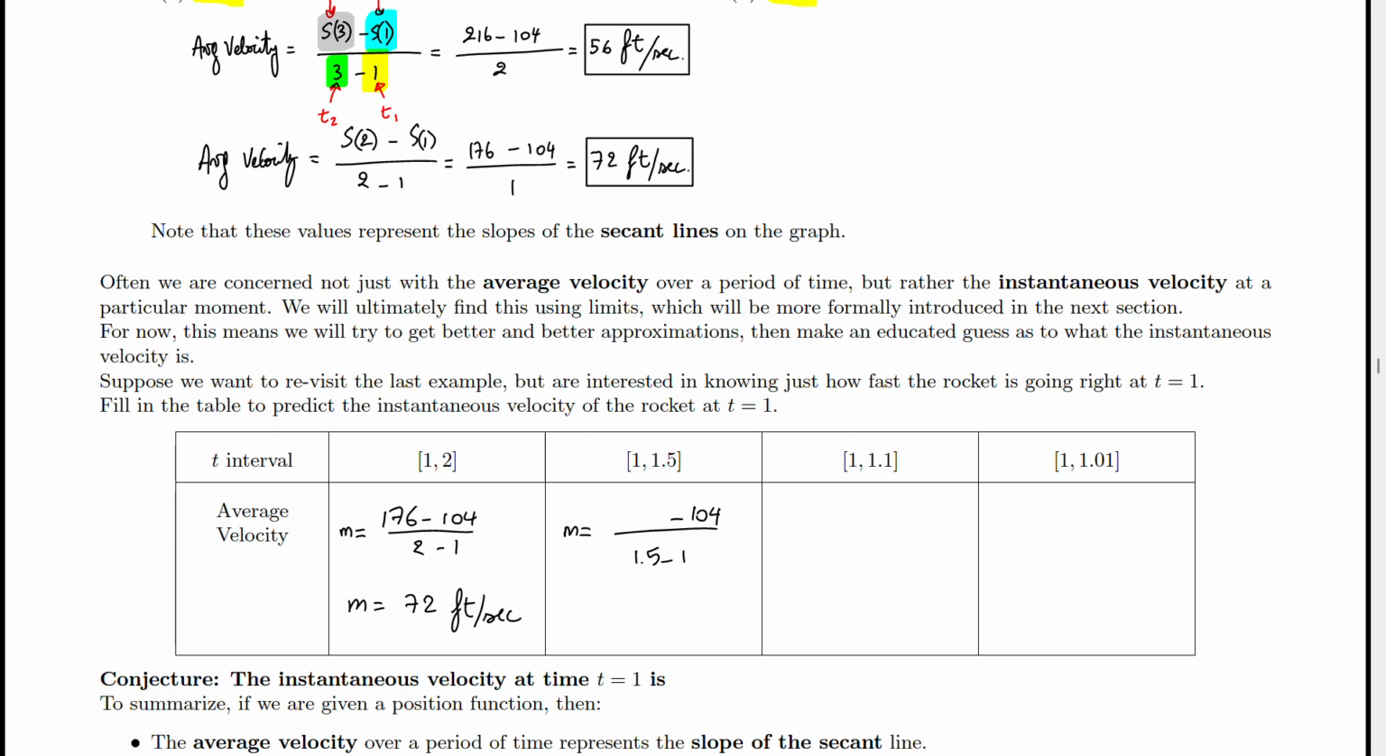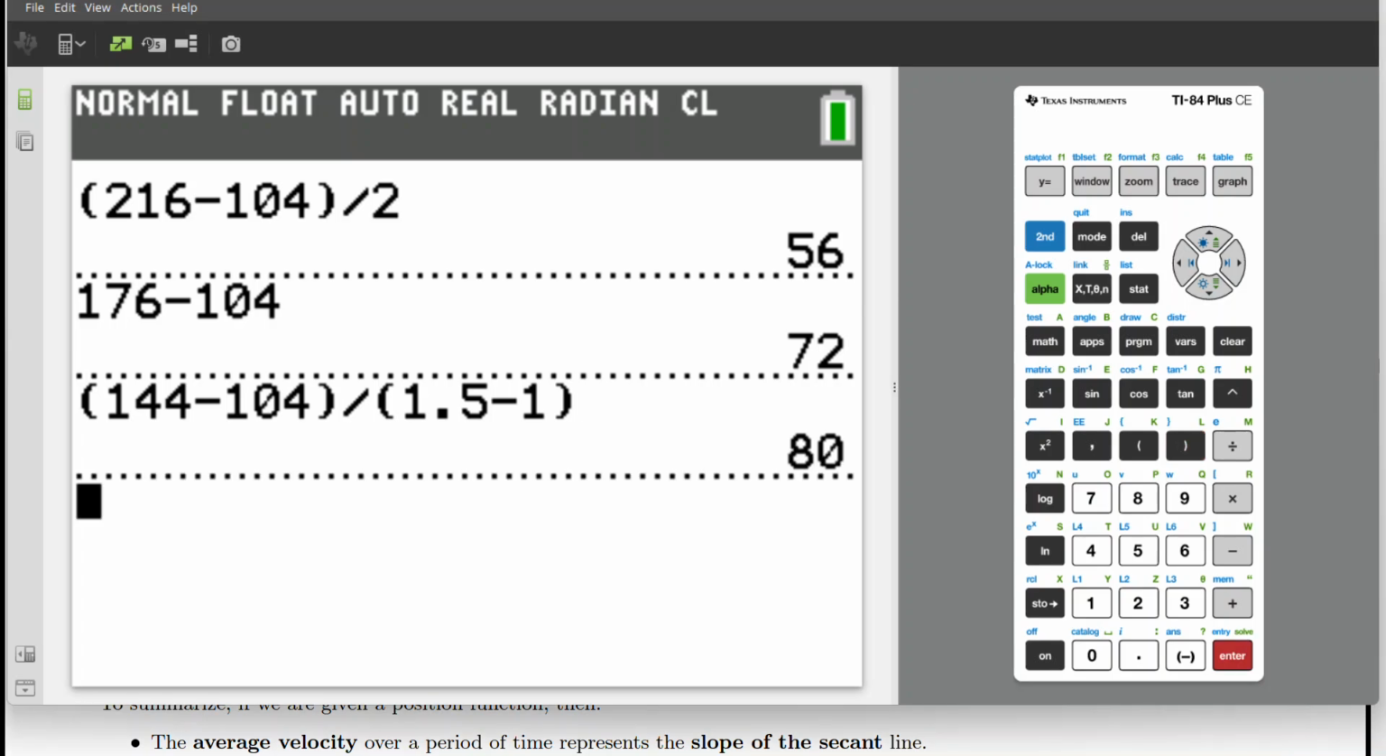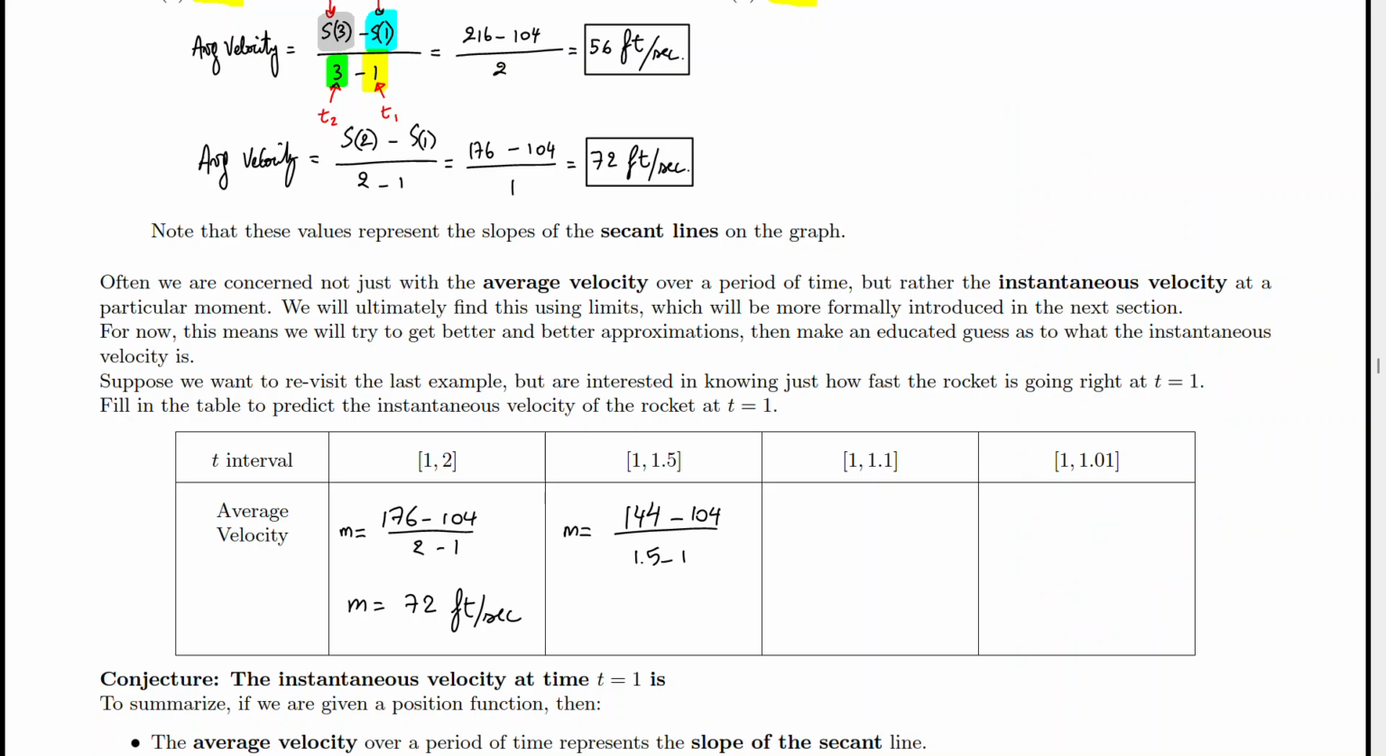So that's what's going to go on the numerator there. So 144 minus 104 divided by 1.5 minus 1. The answer will be 80. So be careful when you're putting things in. You need to use parentheses because we have multiple numbers in the numerator and denominator. But in this problem, I'm getting m, the slope or the average speed between 1 and 1.5 seconds. The average speed there was 80 feet per second.